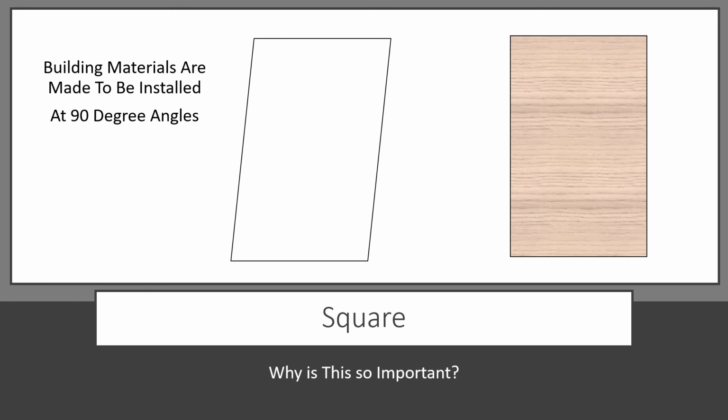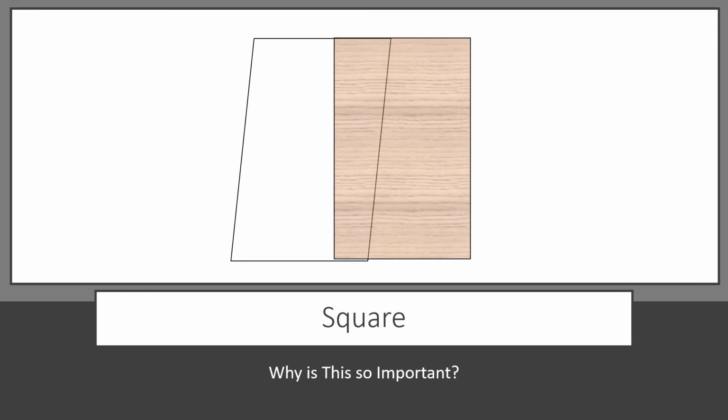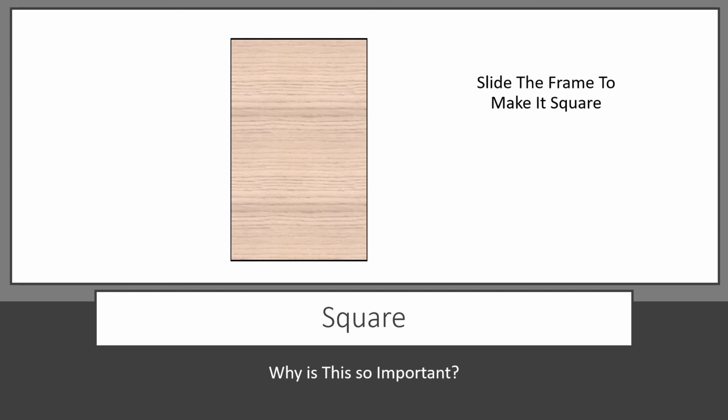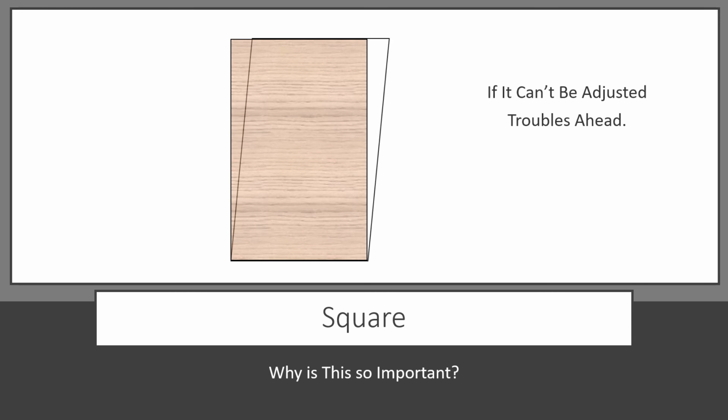Say this frame is a 4-foot by 8-foot frame. If you lay a sheet of plywood on it, well, you got a situation. But sometimes it can be adjusted. You could adjust, slide it over to make it square. But sometimes you can't. If it's something that was done previously that can't be adjusted, you got some problems ahead.